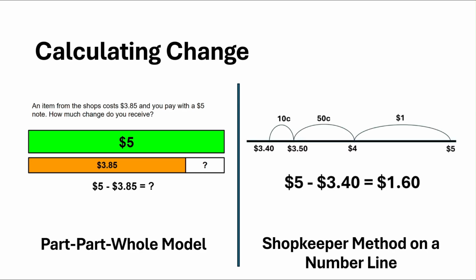Another thing I like to do is use the shopkeeper method on a number line. Using open number lines is so underappreciated. So if we're calculating change, okay, I go to the shops, I buy something for $3.40, but I pay with a $5 note. How much change do I receive? Using those progressive jumps on that open number line really harnesses that thinking, and in that concrete, pictorial, abstract sequence, it really helps students make sure they're looking at that pictorial.